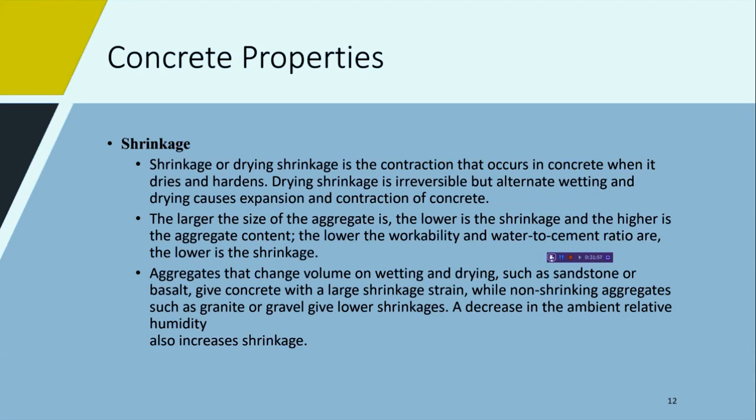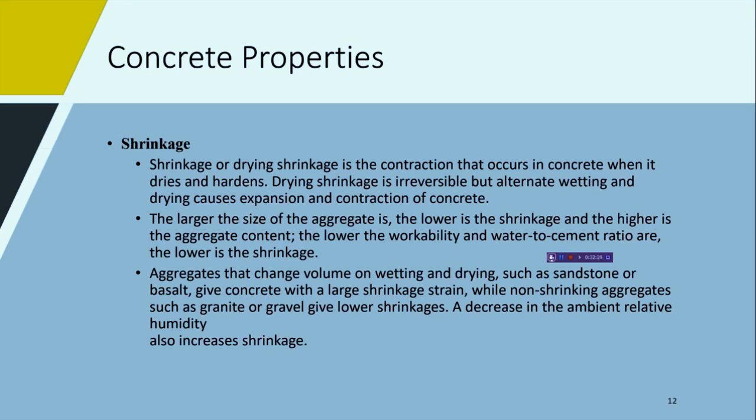Drying shrinkage is irreversible, but alternate wetting and drying cause expansion and contraction of concrete. So if let's say dia wet, dia basah, dan dia kering, basah kering, so akan ada expansion dan mengecut dan mengembang konkrit. So the larger the size of aggregate is, the lower is the shrinkage, and the higher the aggregate content, the lower the workability and water to cement ratio are.